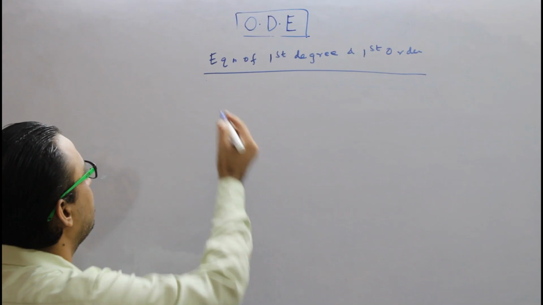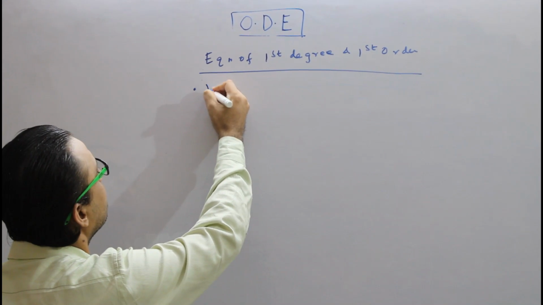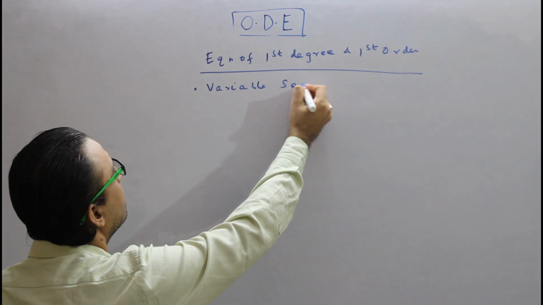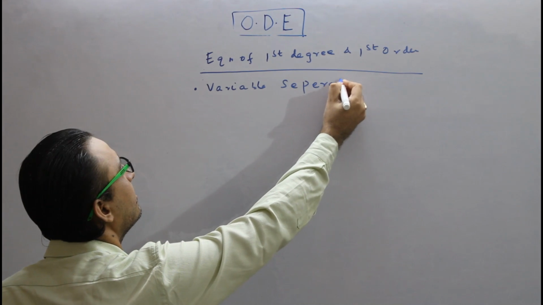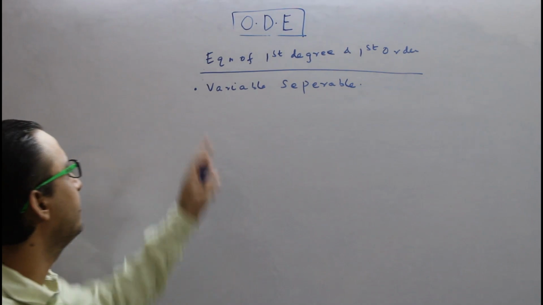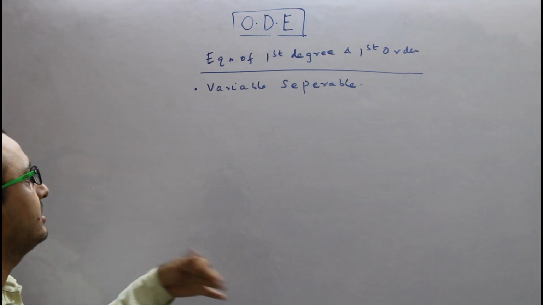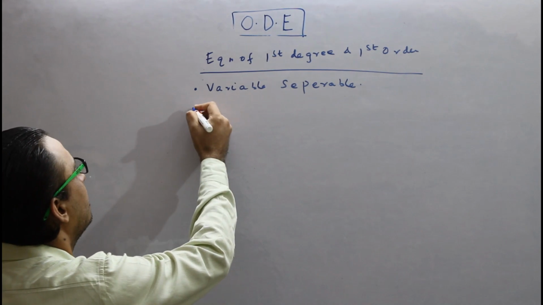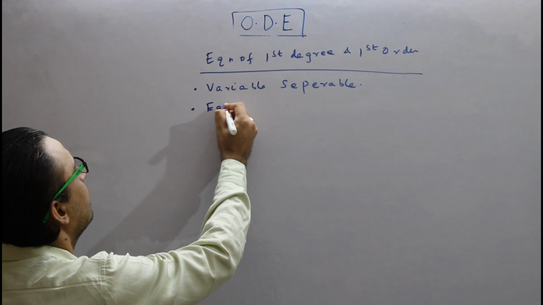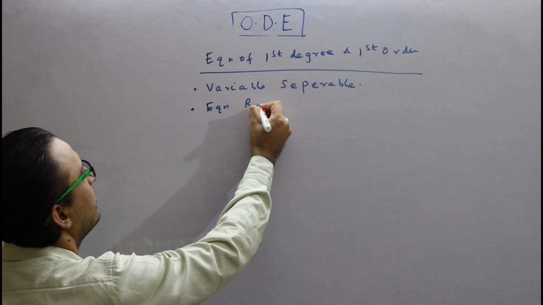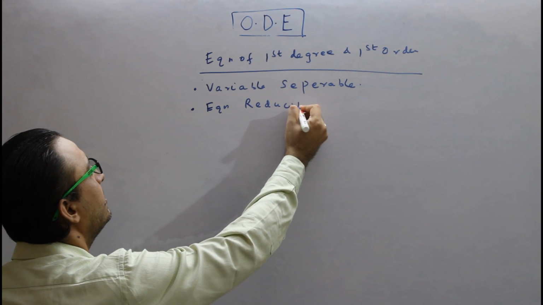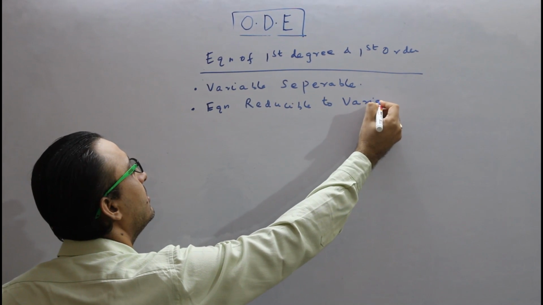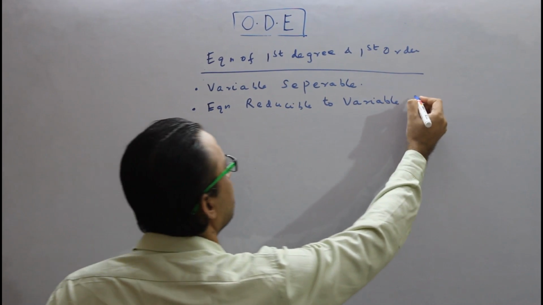The content of the chapter is variable separable. This is the first content. And then there are certain equations which can be reduced to variable separable. So that is equation reducible to variable separable.